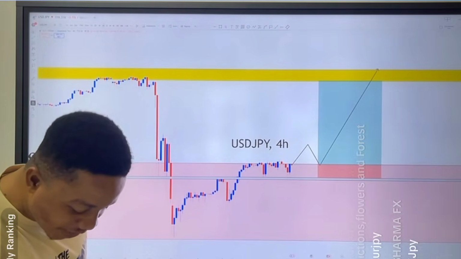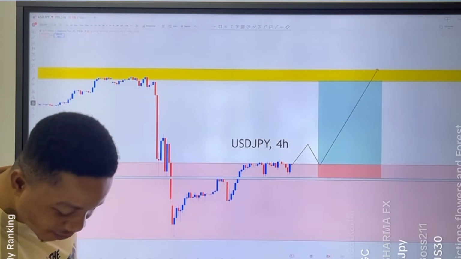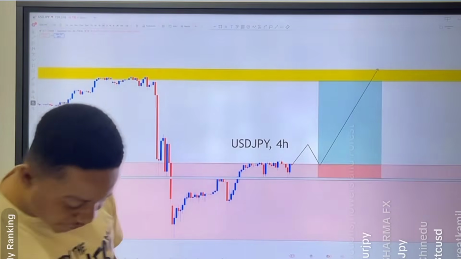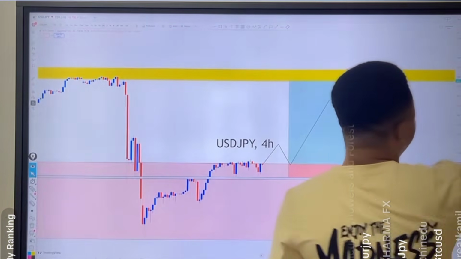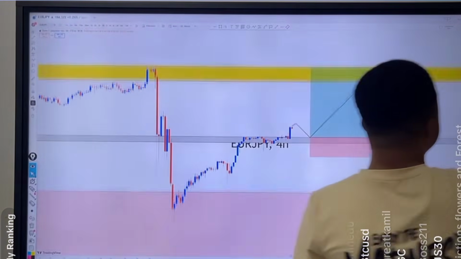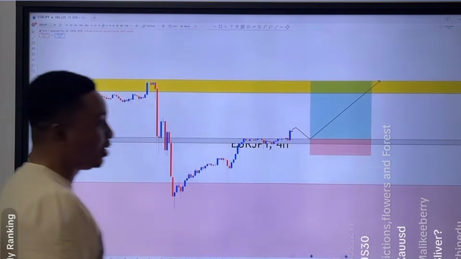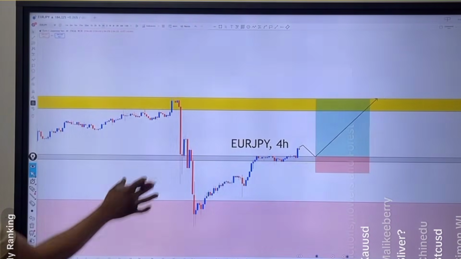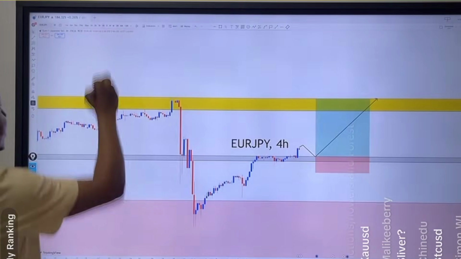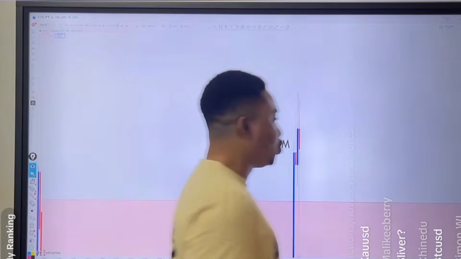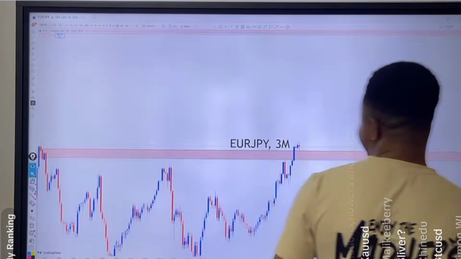Okay, now with the next pair, I'm seeing EUR JPY, we have Fiction saying the EUR JPY. Okay, so EUR JPY, USD JPY, almost the same thing, but let's break it down. So this is EUR JPY. We are also looking for a buying opportunity. Let's take it over to the 3 months to begin with the full breakdown.